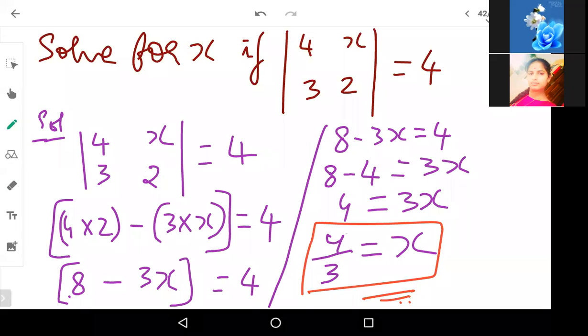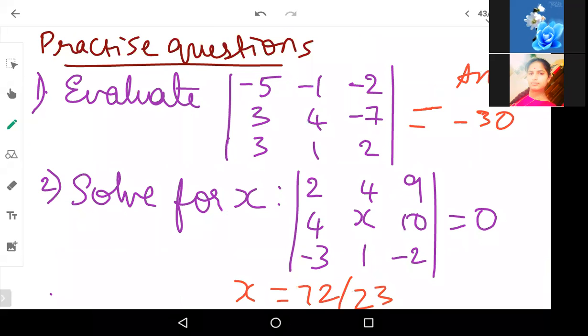Everybody understood this? Did you get the answer 4 by 3? Sindhu and Bindu has sent me the answers. Very good. Yeah, Rakshit also got the answer. Great. Good, good Imran. Yeah, nice. So can we move further? Yeah, very good. Everybody has got the answer.